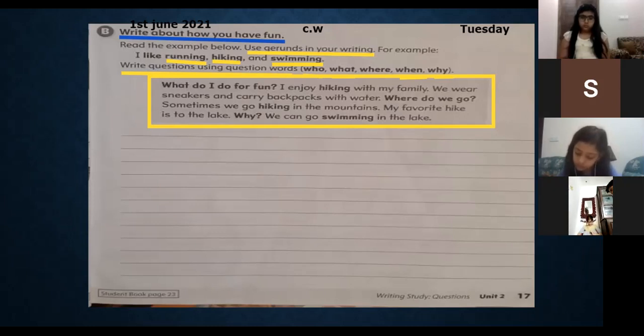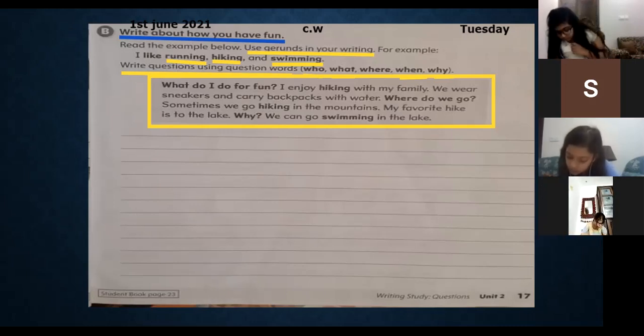So that's why we wear sneakers, of course. You cannot go hiking in simple sandals or slippers. You need to wear proper sneakers and carry your backpacks with water. It should have water inside, okay? So the next question they raised: where do we go? When you go hiking, where do you go?